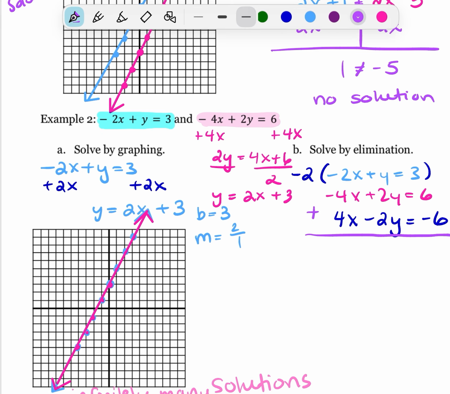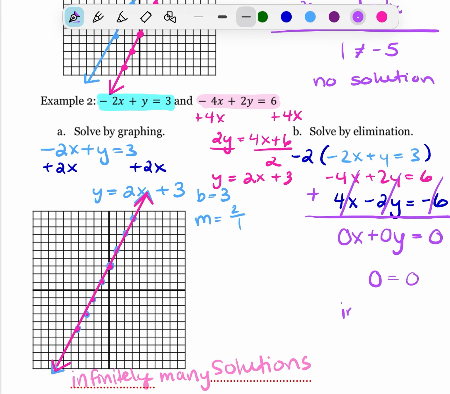When I add these together, negative 4x plus 4x cancels out. 0x. 2y plus negative 2y cancels out. 6 plus negative 6 cancels out. Well, 0 is always equal to 0, so there are infinitely many solutions.